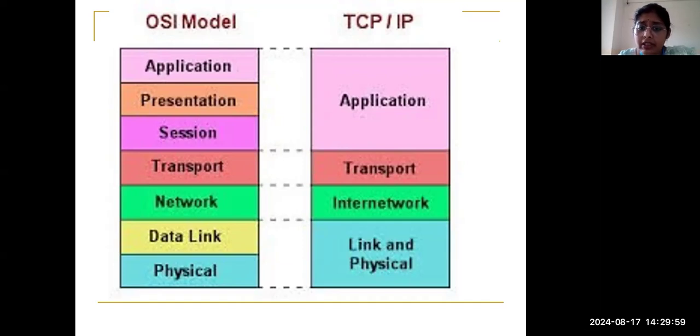Here the internetwork layer is similar to the network layer in the OSI model. And when we talk about the last layer, that is the link and physical layer, the work done by the data link layer and the physical layer in the OSI model, the same task is performed in the link and physical layer in TCP/IP.